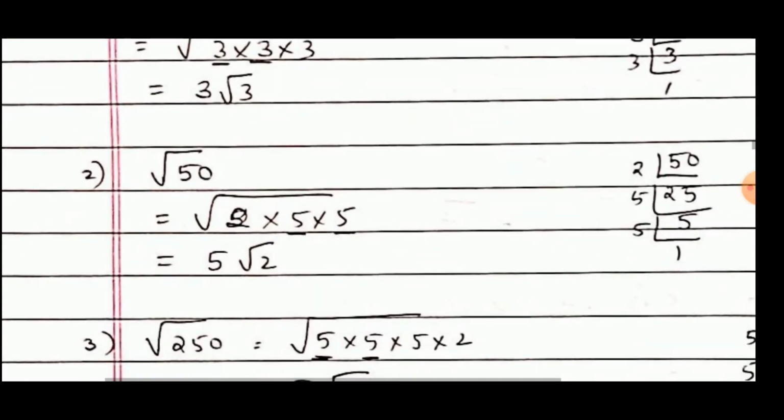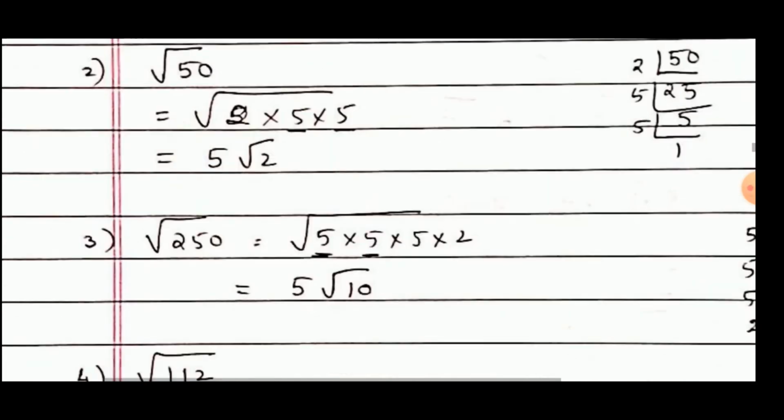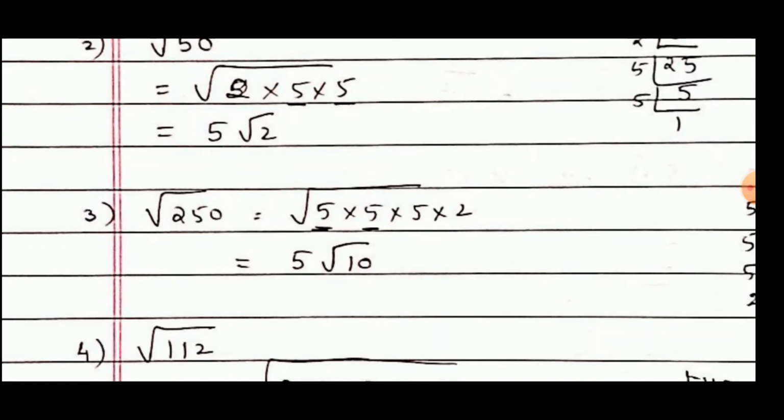Now square root of 50 is equal to, again write down the prime factors, 2 into 5 into 5. So this is equal to 5 root 2. So this is the simplified form. Then square root of 250, square root of 5 into 5 into 5 into 2. So this is equal to 5 root 10.